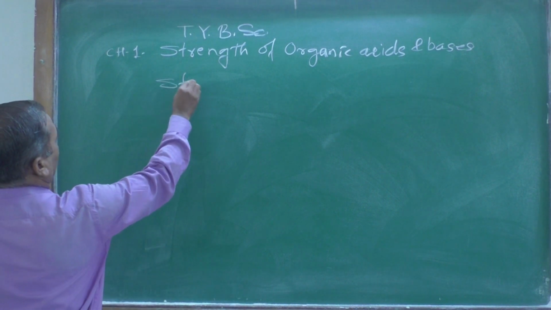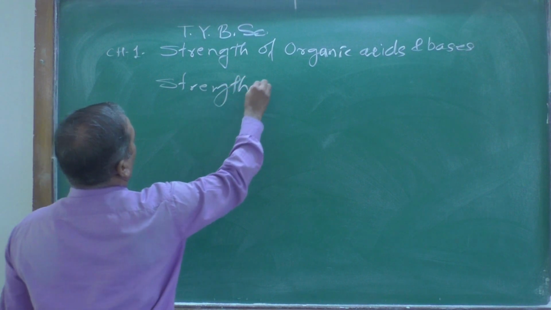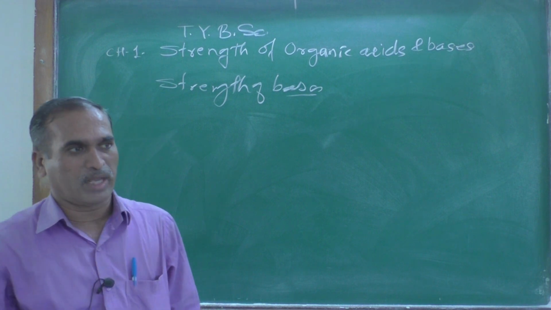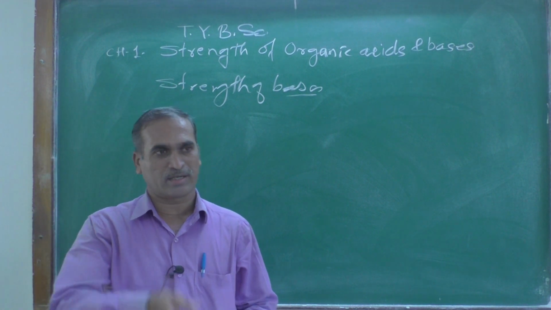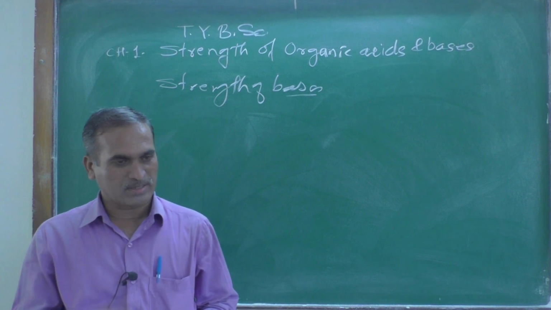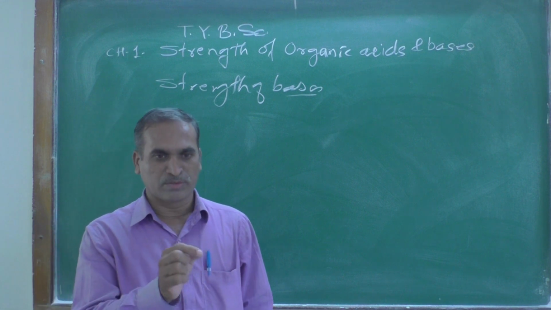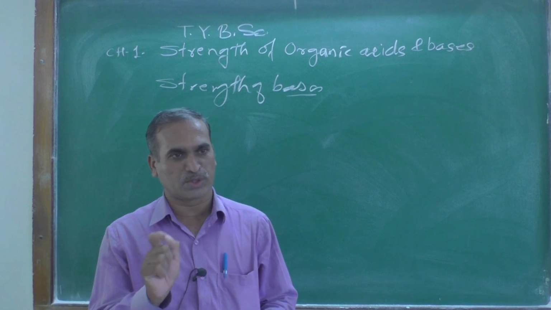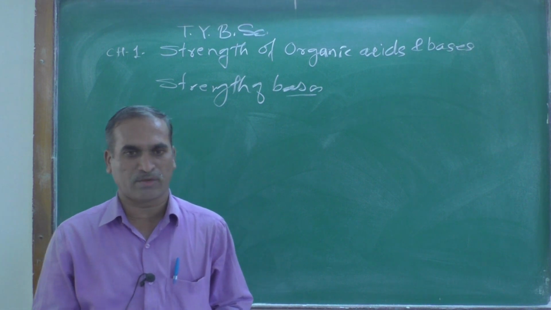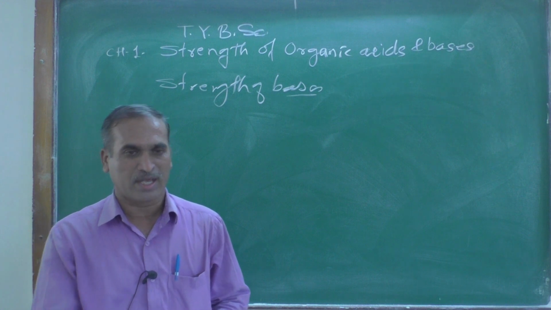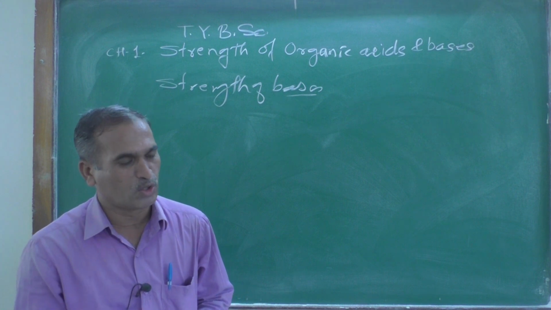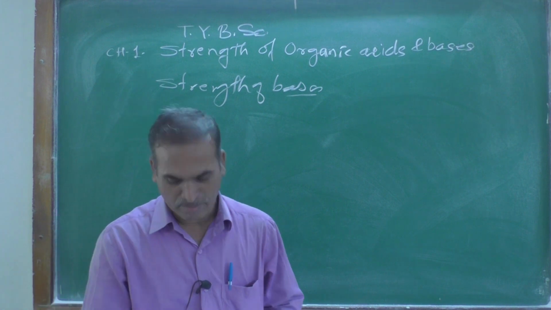We are talking about the strength of bases, right? What does it mean? As we know, we have learned three theories regarding bases or acids. Here specifically I am going to talk about the bases. According to Lewis's theory, the third theory, if you remember, that is a modern theory, a base is a substance which can donate a lone pair.